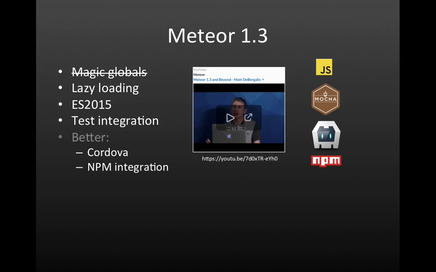So NPM or Node.js developers, they can use Atmosphere packages. All the dependencies, they're just normal JavaScript modules. And the same goes the other way around. So in the past, we had to use wrapping packages for the standard libraries like Moment.js. There's a specific package on Atmosphere which just wraps the NPM module. And that doesn't feel right.